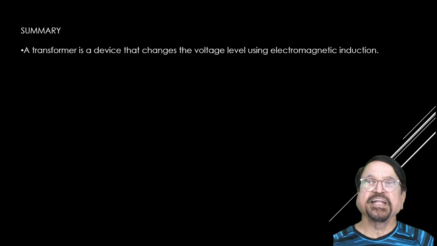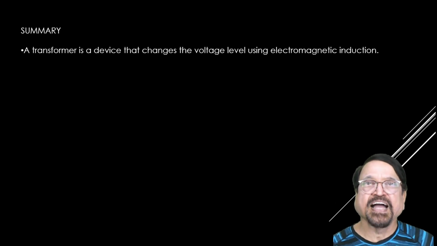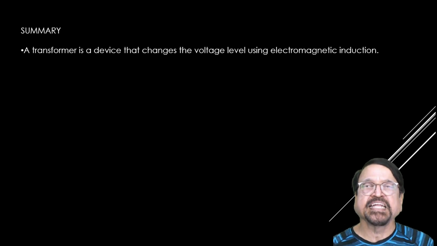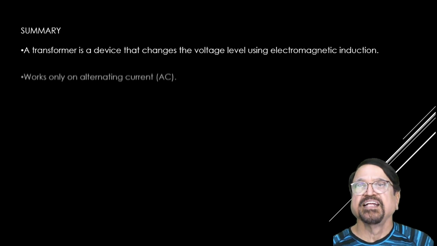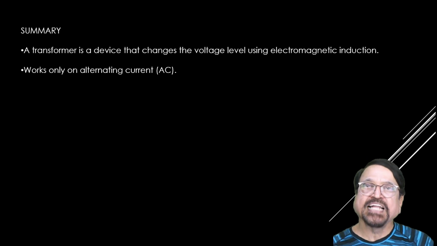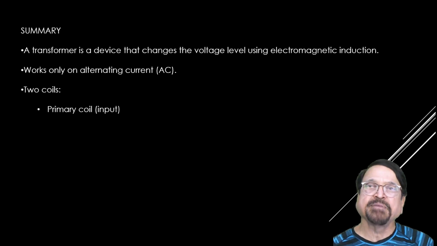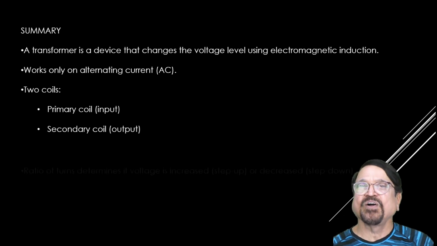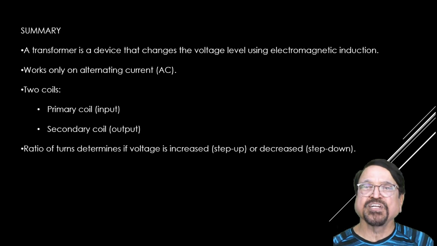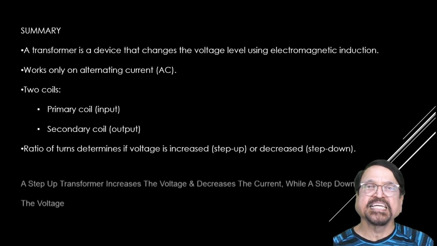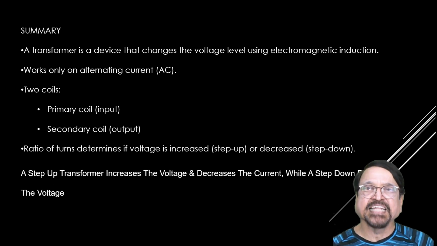So what is in the summary? A transformer is a device that changes the voltage level according to electromagnetic induction. It works only on alternating current, not on direct current. It has two coils, the primary coil and the secondary coil. The ratio of the turns determines if the voltage is increased, step up, or decreased, that is step down.